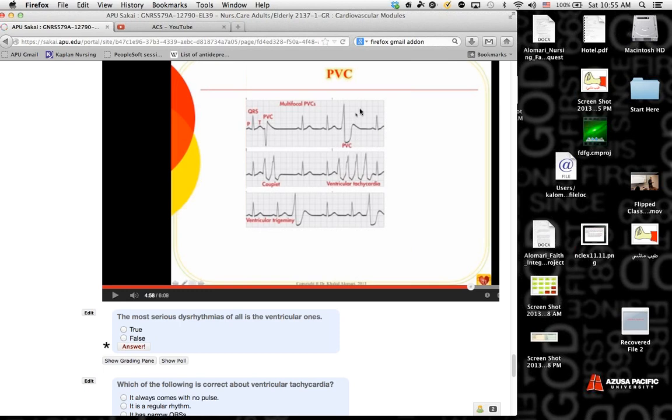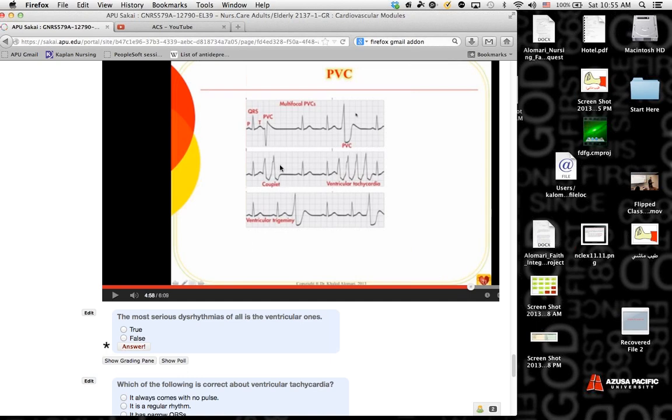So again, as soon as you see this shape of a contraction that is apparently premature, because this is a T and there's no P, so it's fired by itself, then this is a PVC. Now, just the classification again, as you see, this is another shape of the PVCs. If you have them in different shapes, we call them multifocal, which means they come from different areas, but they both are premature with no P waves preceding.